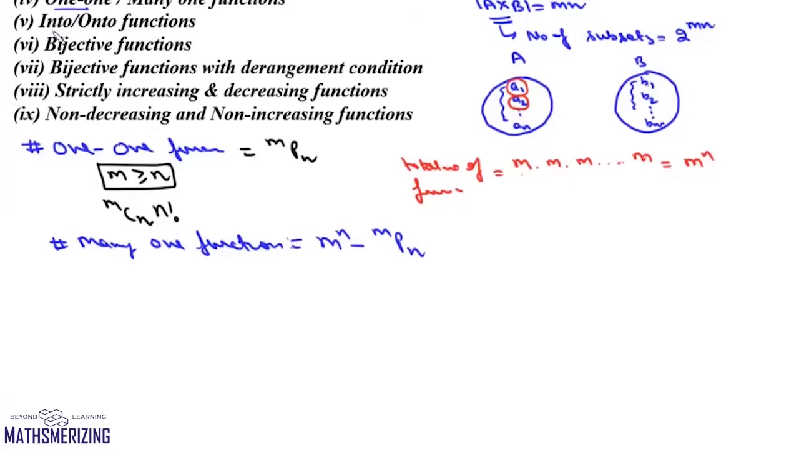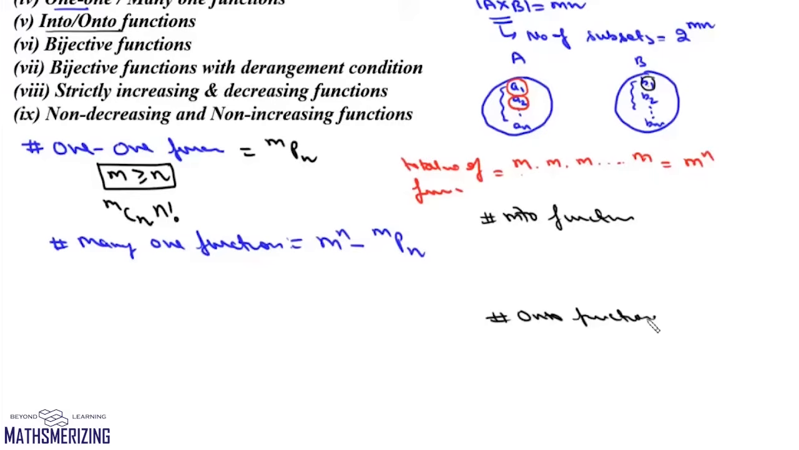Now we'll come to the number of into and onto functions. We know that a function will be an onto function if codomain is equal to its range. So that means each and every element in this set B must have a pre-image. In the balls and boxes problem, this question corresponds to the number of ways of distributing n distinct balls in m distinct boxes so that none of the boxes is empty. So here we need to find the number of into functions and the number of onto functions.